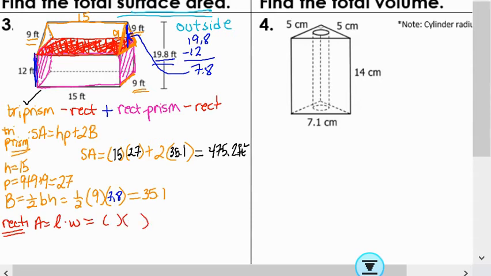If I look at that rectangle, it has a length of 15. Here's 15. And it's got a width of 9 feet, just like this 9 feet down there. So it's got a width of 9. So 15 times 9 is 135. And so that's an area of 135 square feet for the rectangle. Whew, finally one that was easy.